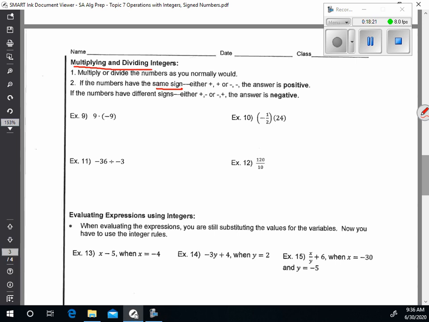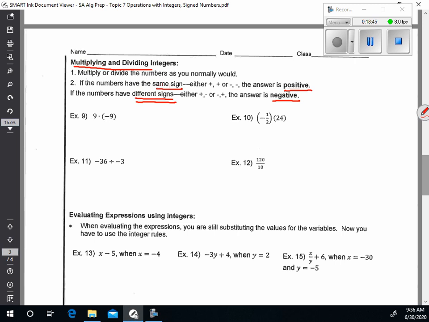This is where a lot of people get confused. Same sign, multiplying or dividing, the answer is positive. Different signs when you're multiplying or dividing, the answer is negative. So, gotta keep track of what's going on.